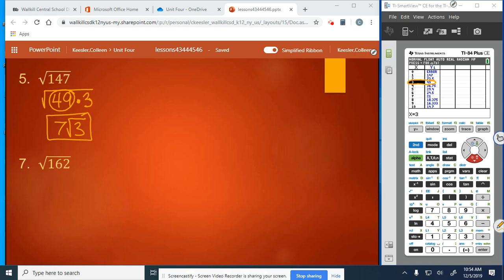Same thing with number 7. I don't know the factors of 162 off my head. So I go to y equals and change it to 162. And I go down my list. I see 1 and 162, 2 and 81. 81 right away, I recognize as the largest perfect square factor that I'm going to get. So this is square root 81 times 2. Square root of 81 is 9, and I'm left with the square root of 2.